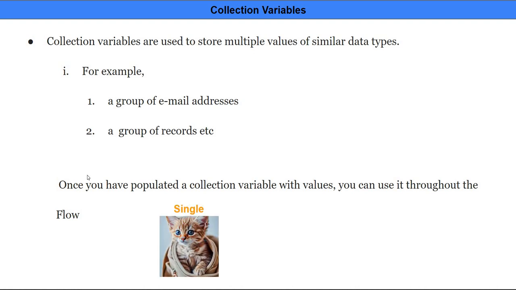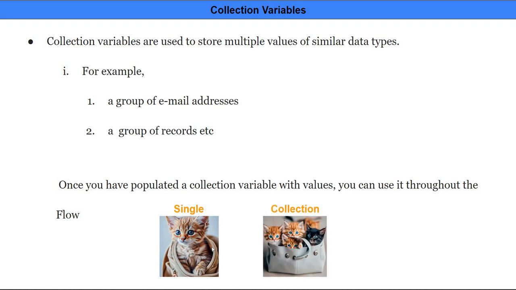So this gives you a better idea. Imagine that you have kept a cat in a bag, right? This is a single cat kept inside a bag, correct? Now this is what a collection is all about. You have a bag, which is a variable, and it is meant to hold more than one kitten, basically a collection, right? So now let's apply this concept in our flow.